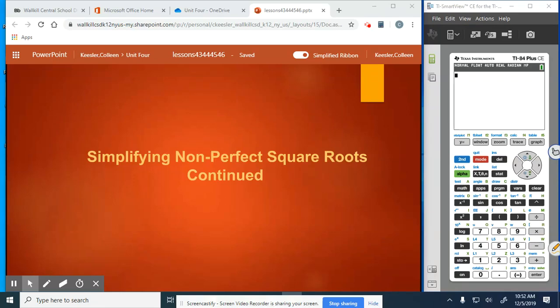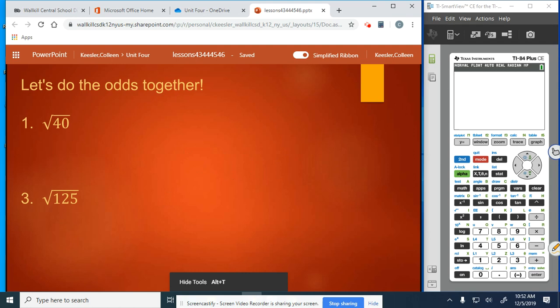Hey gang, today we're going to continue simplifying non-perfect square roots. Let's do the odds together.